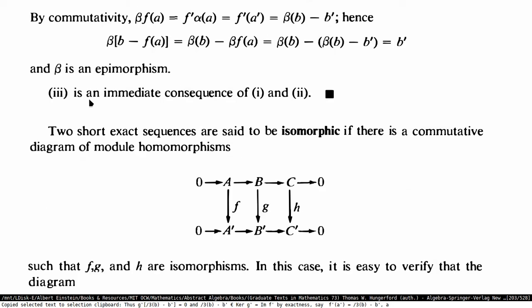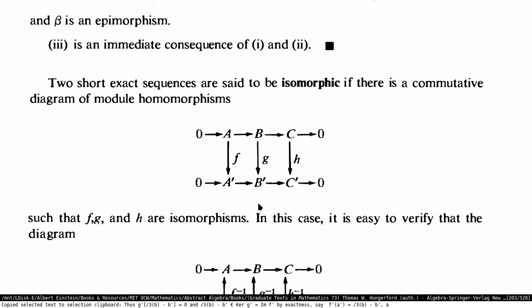Okay, so what's next? You can say that two short exact sequences are isomorphic if you have a commutative diagram of module homomorphisms such that each of these, alpha, beta, gamma, are all isomorphisms. And that makes sense.